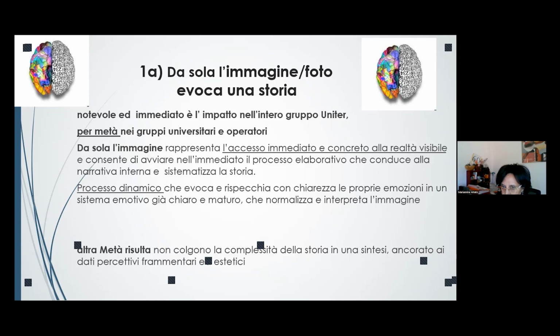Okay, we can conclude that the images by themselves are able to give a story in general, even if we have to remember that there is a big portion of people, specifically 50% of the group of students and 50% of the group of the social workers, that were unable to get a story just from the pictures. Next slide.